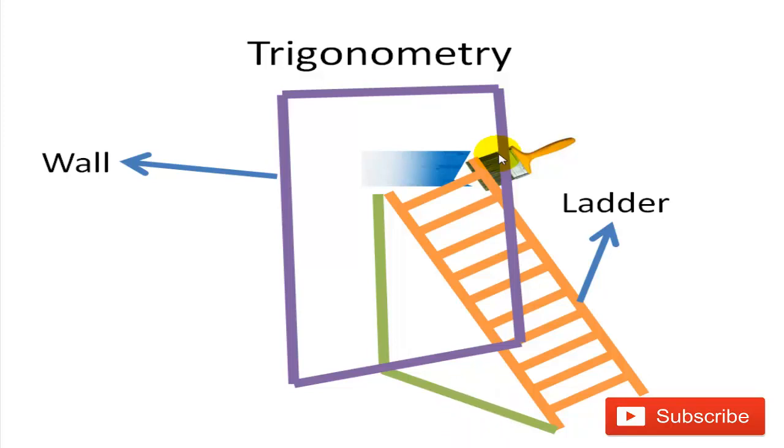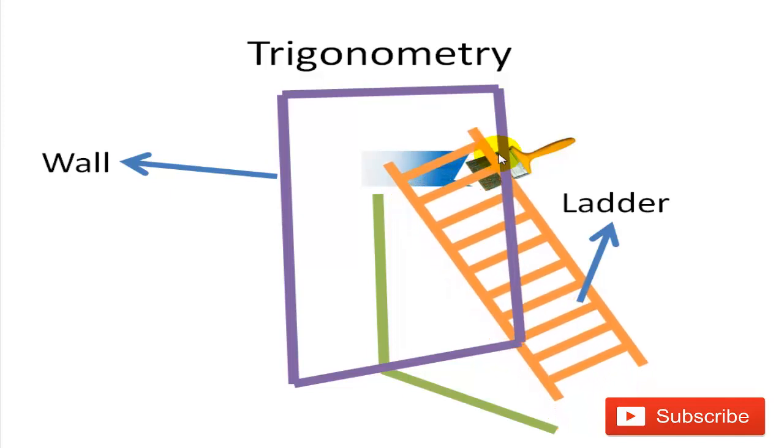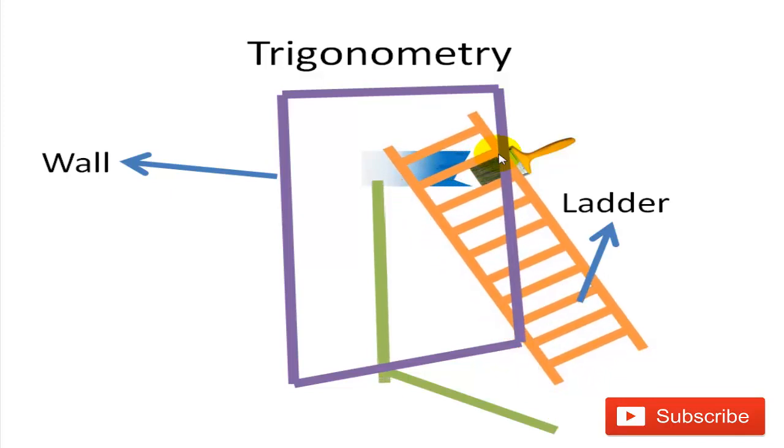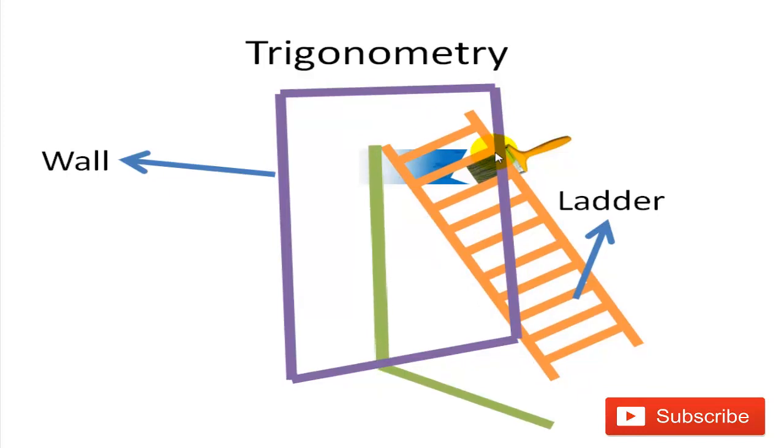If we want to paint the higher portion of the wall, we should change the position of the ladder. See what will happen if you change the position of the ladder. The height of the ladder from the bottom of the wall increases. The distance between the wall and the ladder decreases. And finally observe that the angle made by the ladder with the ground also changes.